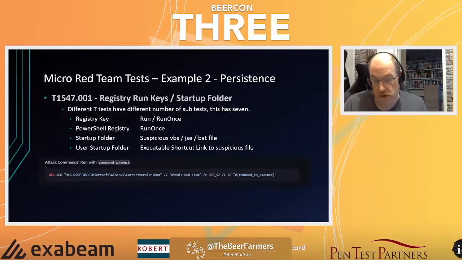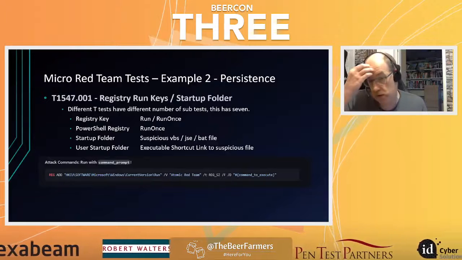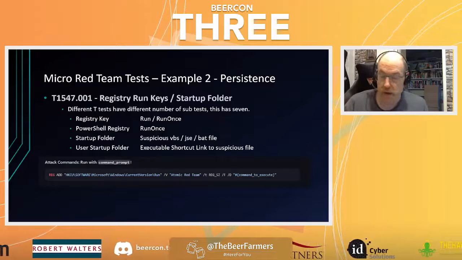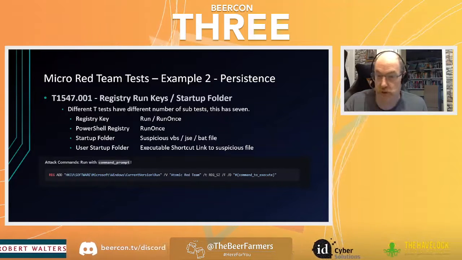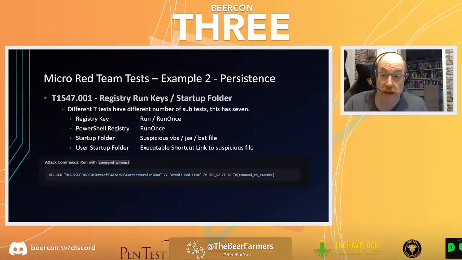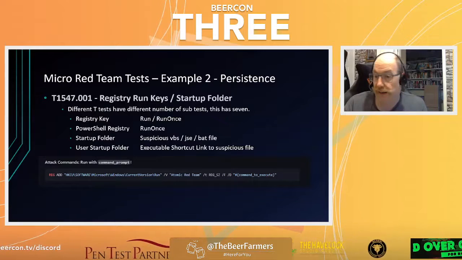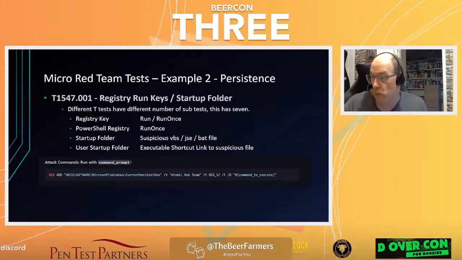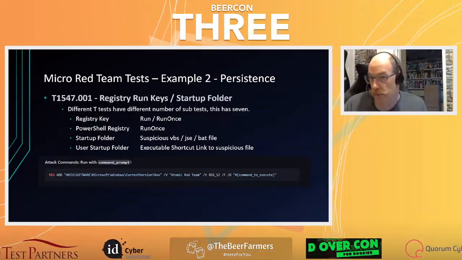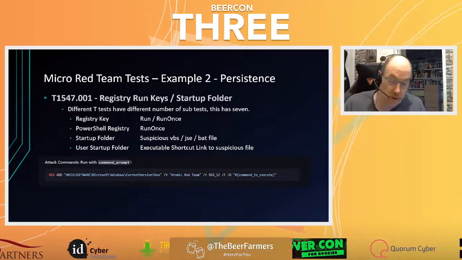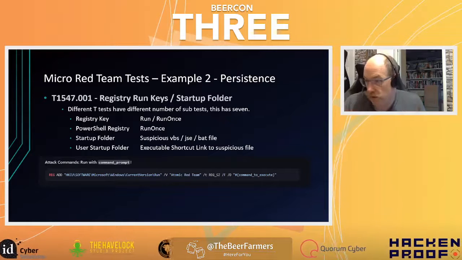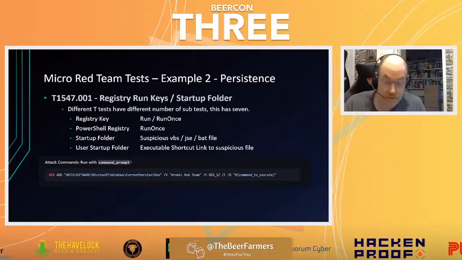Another example, persistence. So this is T1547. This has got seven different tests. So you can see we're adding a couple of things to registry keys, trying to get stuff into the startup folder, the user startup folder. So we've got a suspicious, in this case, it says Visual Basic, JavaScript or a batch file, but it could be anything, just any file you want. We're adding it to the startup, or we're adding it to the run once. So when the user logs in or when the machine starts up, it goes off and does something. If we were bad guys with an implant, maybe we're getting that implant to start up every time. I know that this is not really complex in terms of operational stealth and things like that. It's not meant to be. It's meant to be a test.